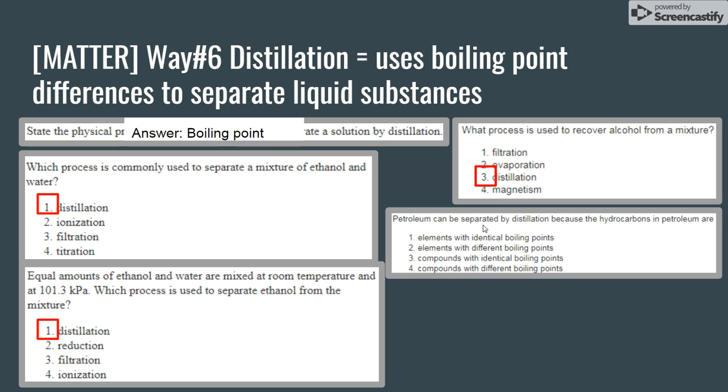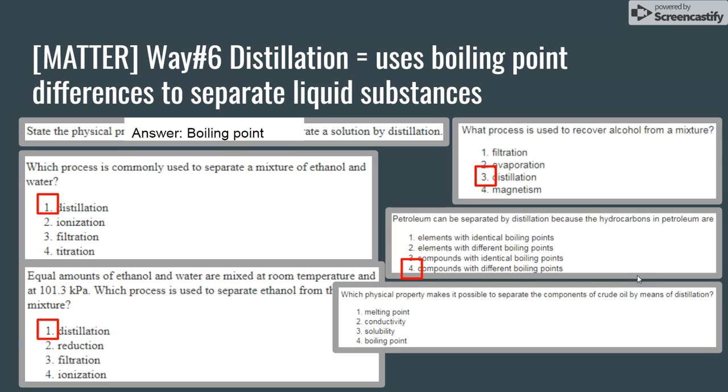And the fact that petroleum contains this mixture of different hydrocarbons, different liquid substances, means that you can always use the fact that they each have different boiling points to separate the substances. Therefore, the answer choice has to be 4. Petroleum can be separated by distillation because the hydrocarbons in petroleum are compounds with different boiling points. Therefore, the hydrocarbons will boil off at different times of heating.